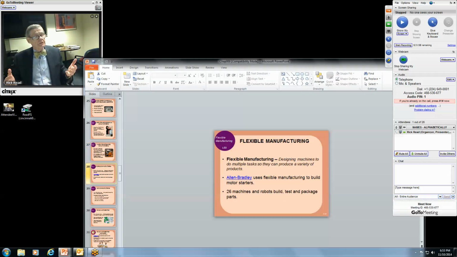Flexible manufacturing is simply what it says. It's designing your machines to be able to manufacture more than one product. Allen Bradley, which is a well-known company in the Milwaukee area, does that. To do flexible manufacturing, to build motor starters. That's kind of the business that it's in.